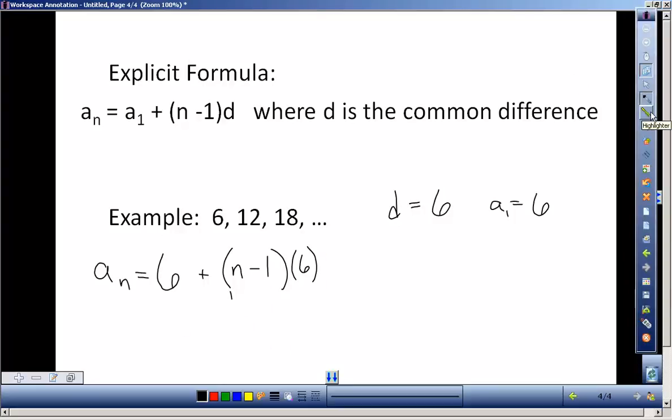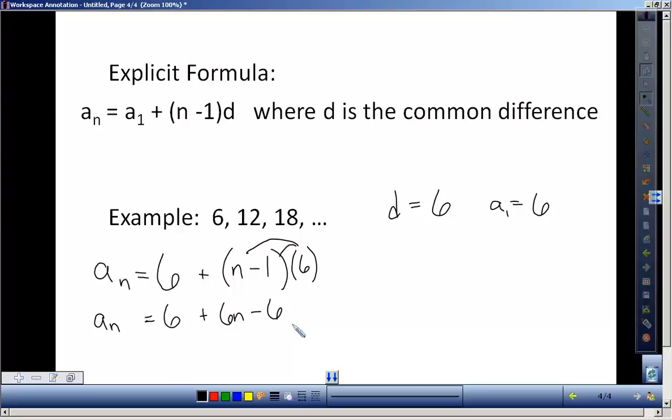Now, we can't leave it that way. We have got to simplify it. You can't just leave it hanging out that way. We're going to have to simplify this. So don't forget to distribute your 6. We're going to get 6n minus 6. And we've got our 6 over here. So the next term is going to be equal to 6 plus 6n minus 6. So 6 minus 6 is just going to cancel out. So I end up with the next term, a sub n, is equal to 6n.